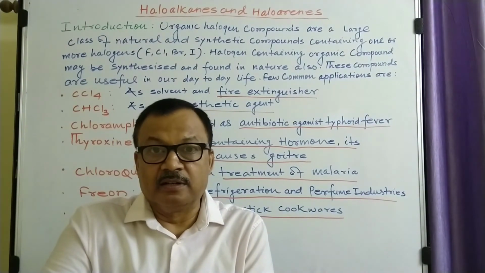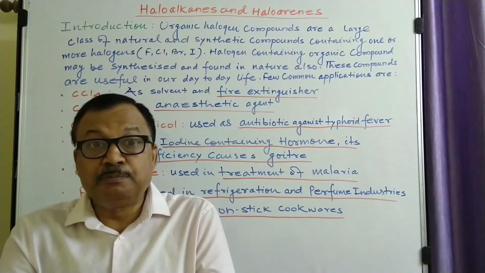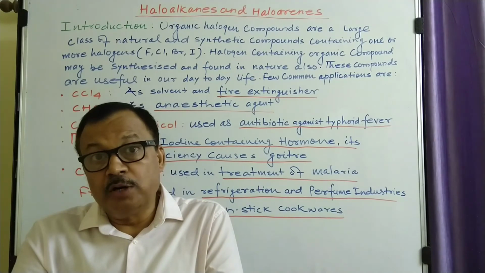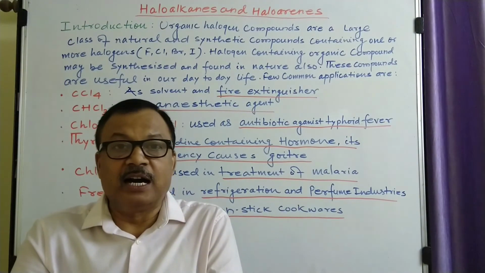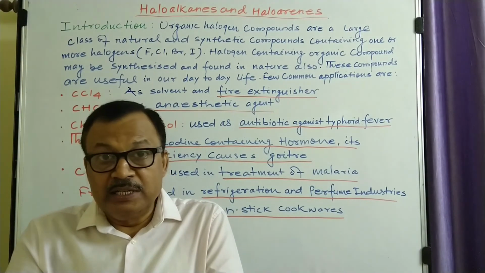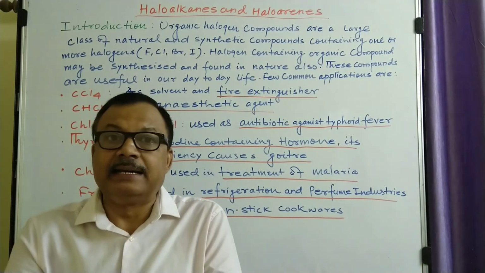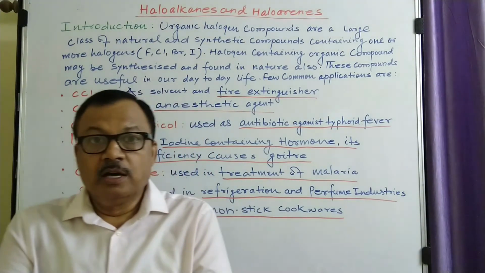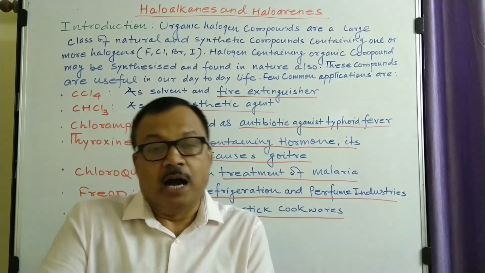Then classification again based on hybridization, that is, the sp2 C-X bond. An sp2 C-X bond means the halogen is attached to an sp2 hybridized carbon atom, and this is divided into two parts, vinylic halide and aryl halide. Vinylic halides are those in which the halogen atom is attached to a double-bonded carbon atom.